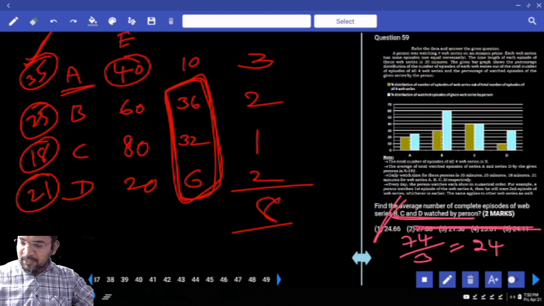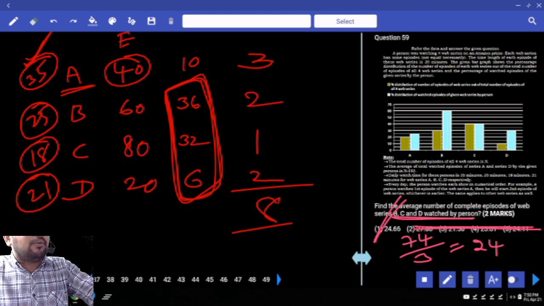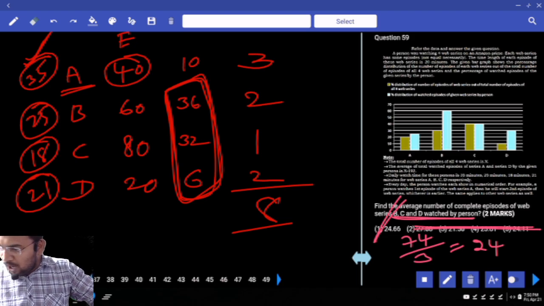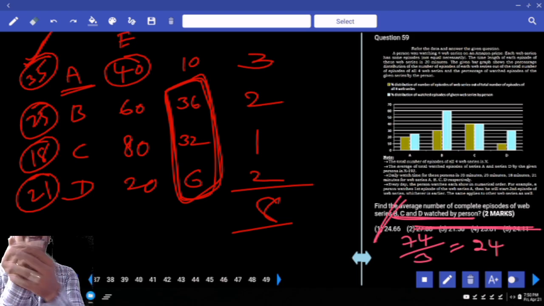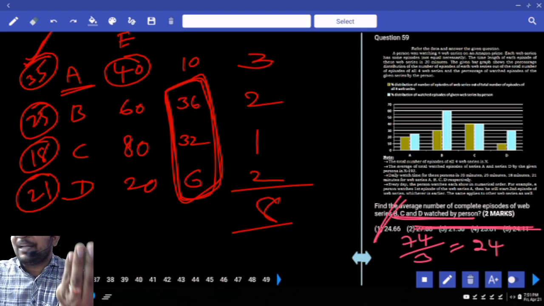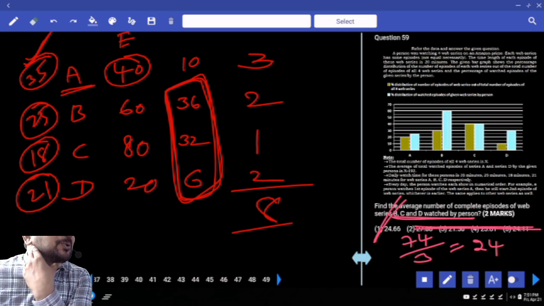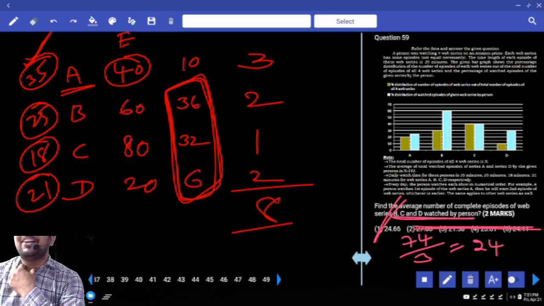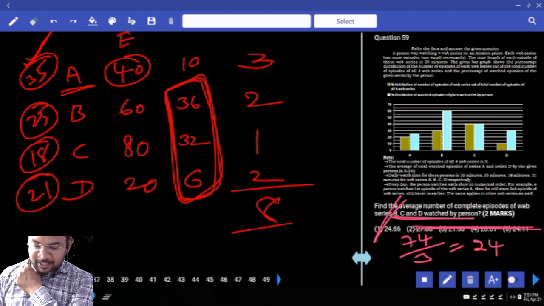So 24 point something, how many options? Only one option. 2 options are there, right? It's not 24.11. So 3 24 times is 72, remainder is 2. 2 by 3 is nothing but 0.66. It's not 0.11. So 2 options on the answer. Next. Are you clear? Shall I go for the next question?